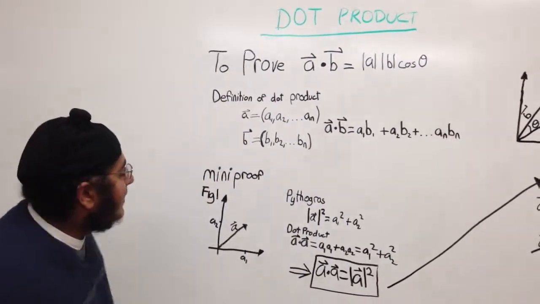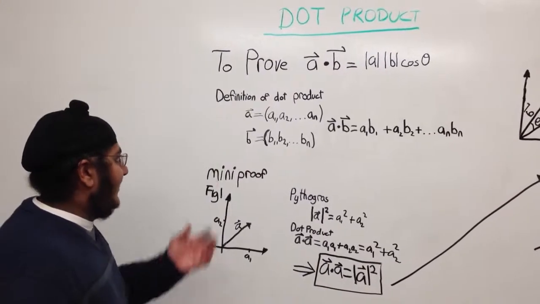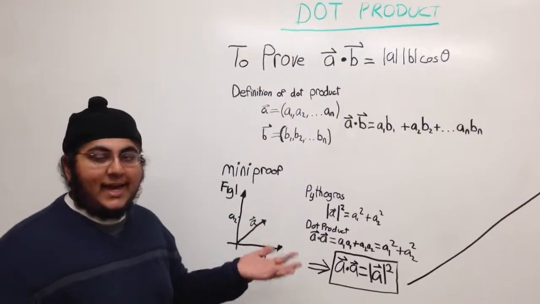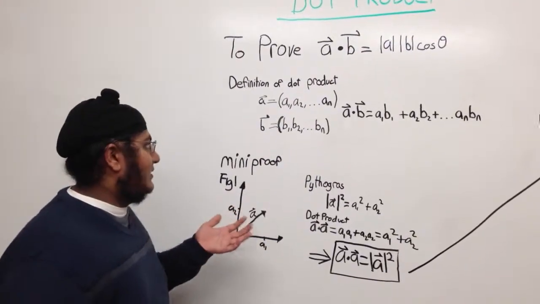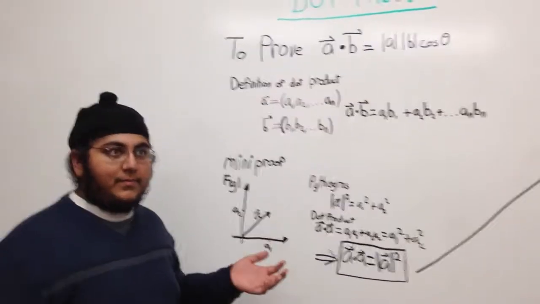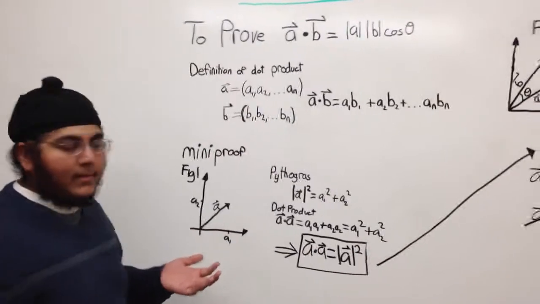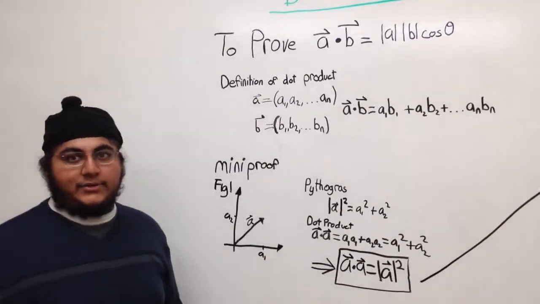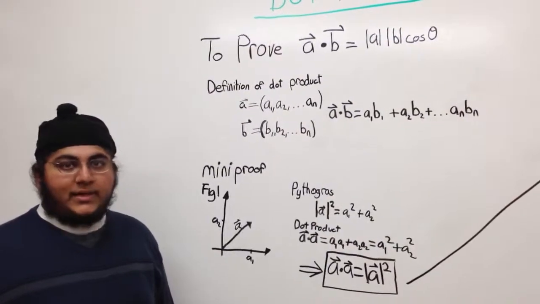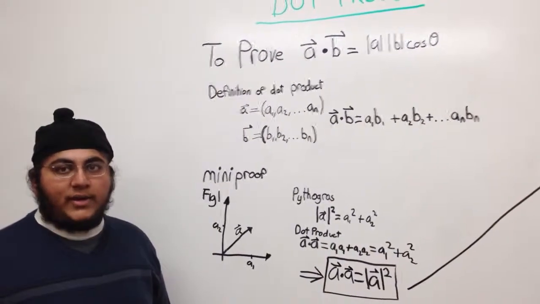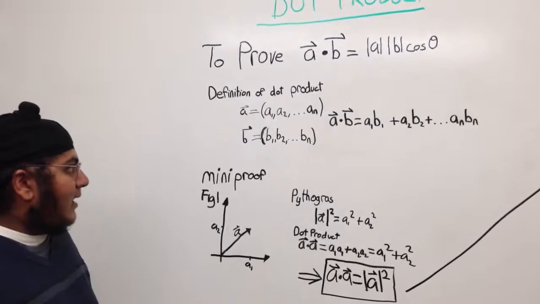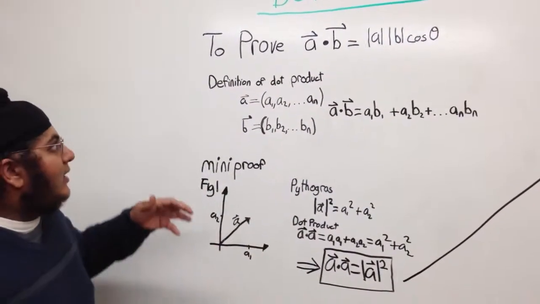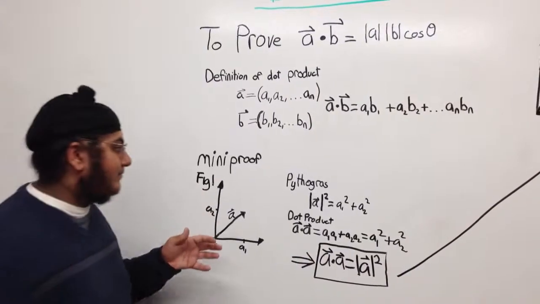The definition of the dot product, with vector A being defined as dimension A1, dimension A2, all the way to dimension An, and vector B being defined as dimension B1, dimension B2, all the way to dimension Bn, is that vector A dot vector B is equal to A1 times B1 plus A2 times B2, all the way to An Bn. And with that, we now need a mini-proof to prove the dot product.